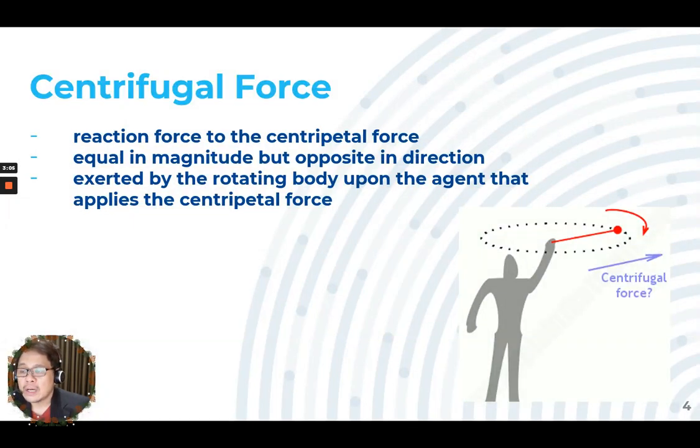Centrifugal force, reaction force to the centripetal force. If you have forces moving inward, there should be a force that counters the centripetal force. We call that the centrifugal force. It is equal in magnitude but opposite in direction. In which direction? It's outward, exerted by the rotating body upon the agent that applies the centripetal force. So this is exerted by the object.